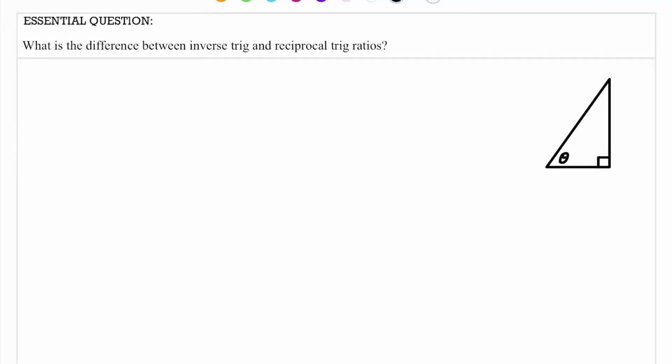So if we have a triangle here, and we've got theta as our bottom angle there, we've got the opposite side, we've got the adjacent side, and we've got the hypotenuse. And so sine would be the opposite over the hypotenuse. Cosine is the adjacent over the hypotenuse, and tangent is opposite over adjacent. And so those are our three main trig ratios.